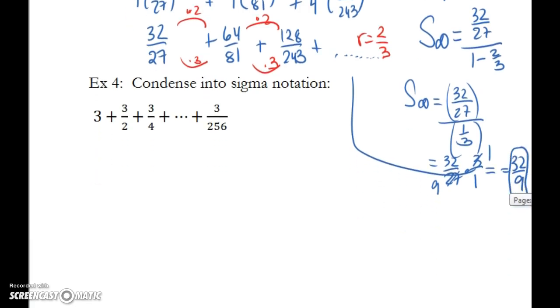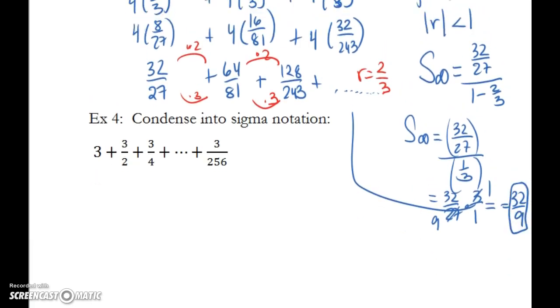Last example here to condense into sigma notation. So here we have a sum. Let's decide if it's arithmetic or geometric. If we look at our first, I'm going to put it over 1. The numerators are not changing, so the numerator you're multiplying by 1 each time, but the denominator you're multiplying by 2. So it appears that r is equal to 1 over 2, or 1/2.